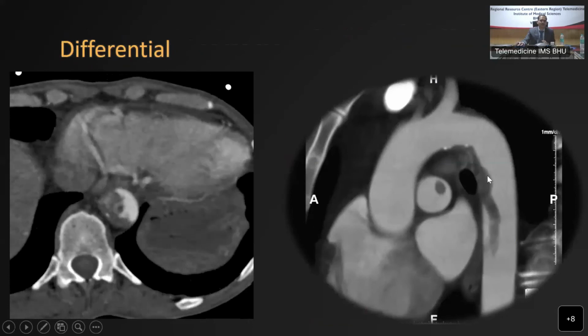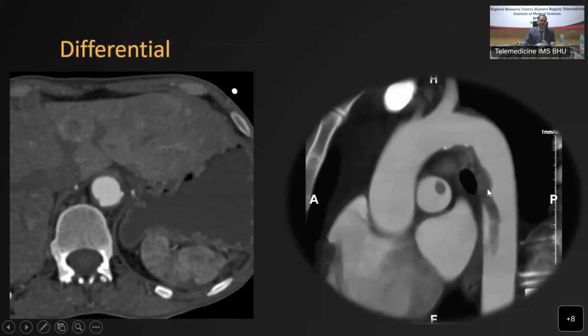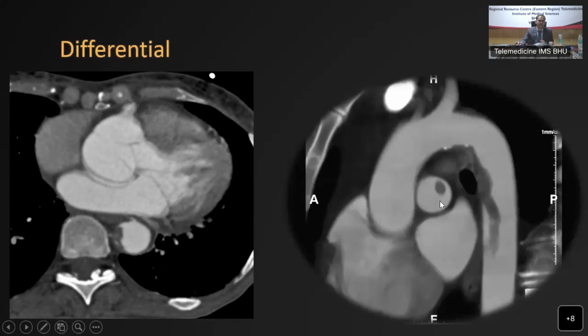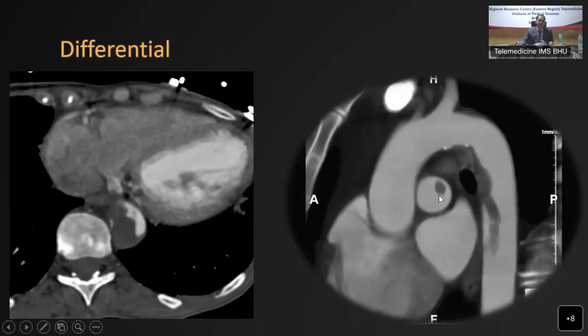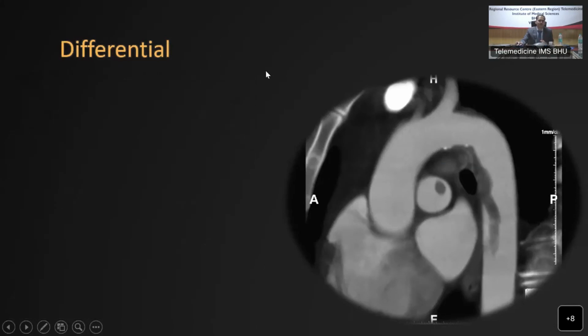Here is a case of aortic thrombus, more linear configuration. This patient also had a PE, which was non-occlusive.